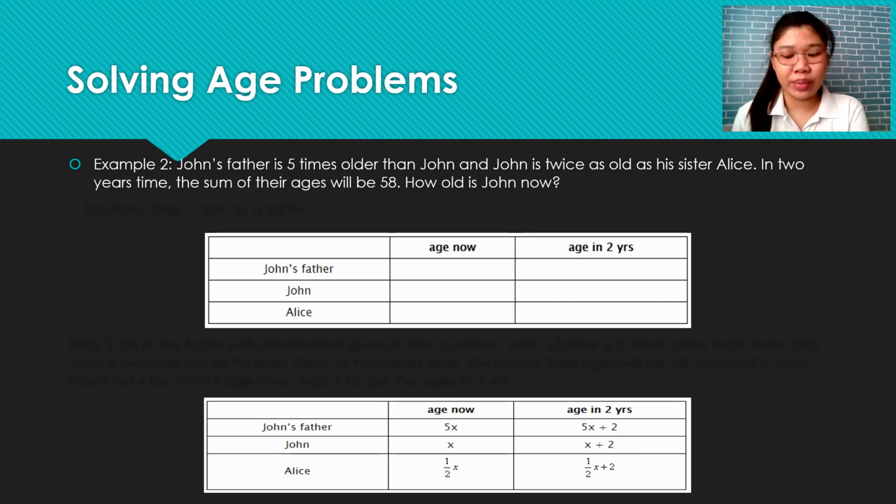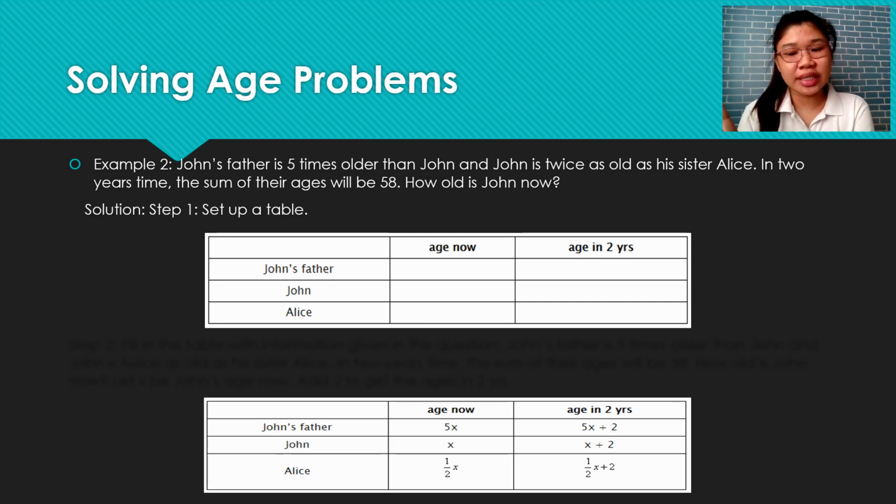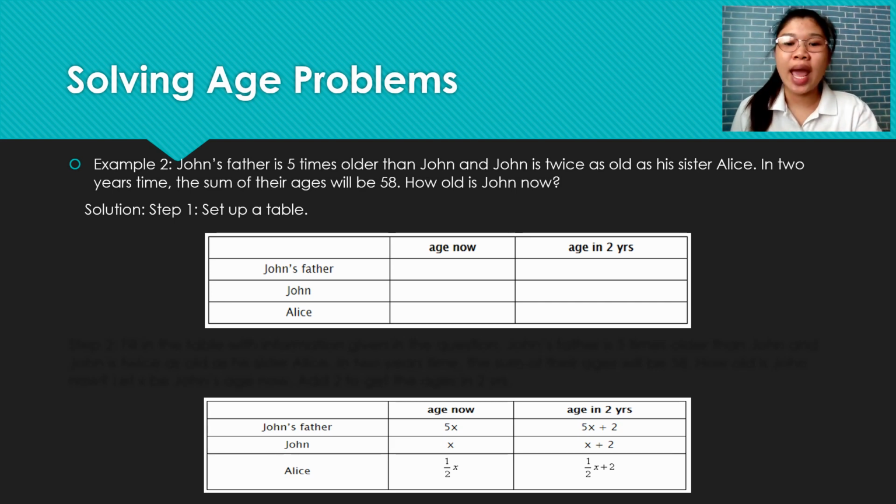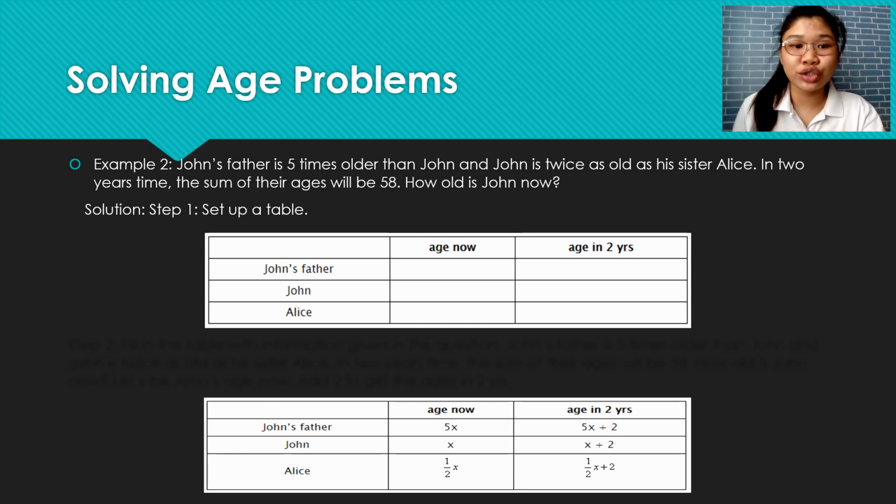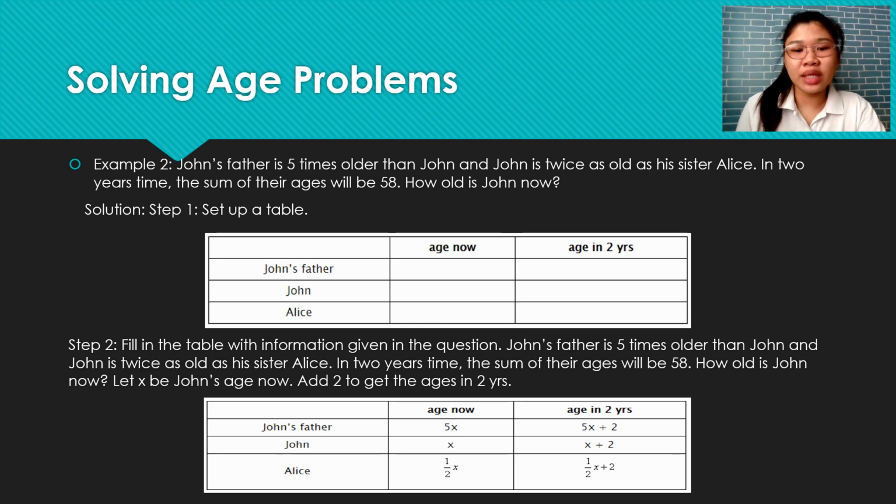So again, I recommend to read it again. And then first step, set up a table. So we have the cast, John's father, John and Alice, and then the present age and the future age, which is age in 2 years, according to this problem. So fill up the table.